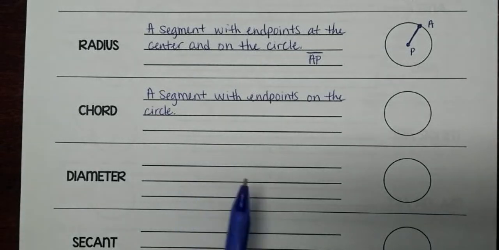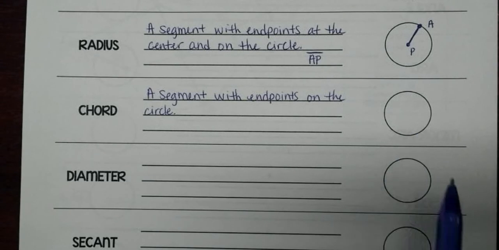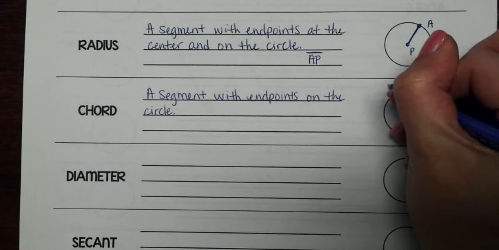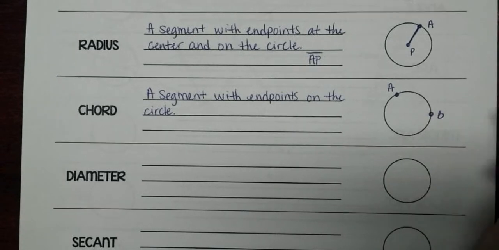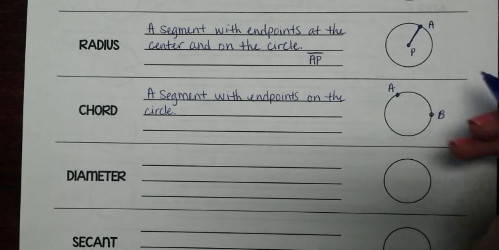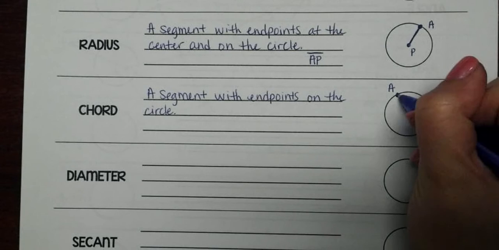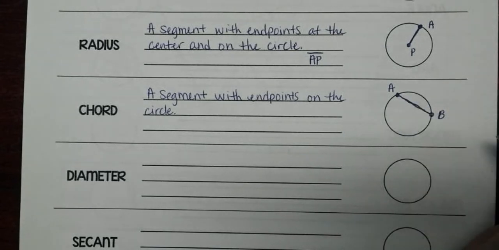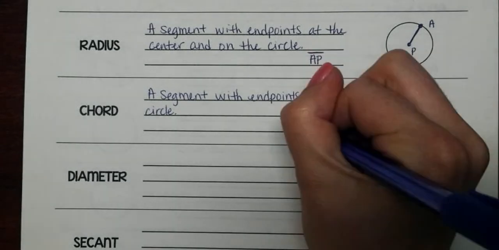So let's draw 2 points somewhere on this circle here. Doesn't matter where. So I'm going to draw this first point. I'm going to name it A. I'm going to draw my next point. I'm going to name it B. And I'm going to connect those 2 points. So if I connect those 2 points, what I'm creating is a chord. So 2 of the endpoints are on the circle. So my chord in this picture is segment AB.